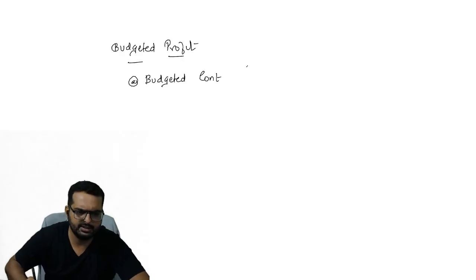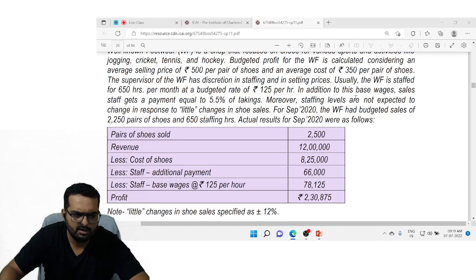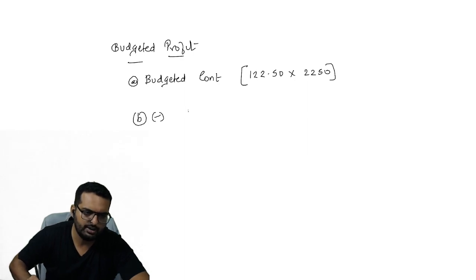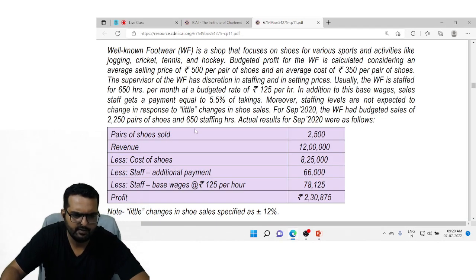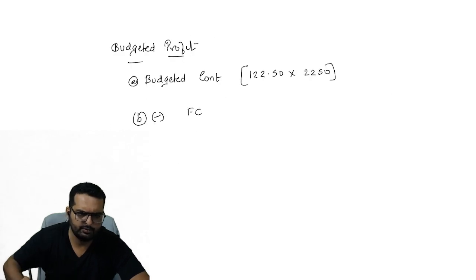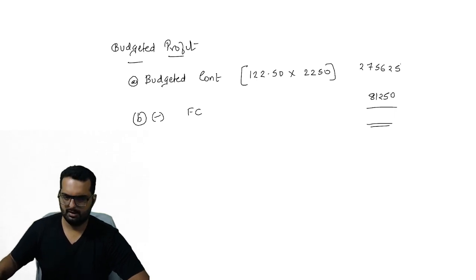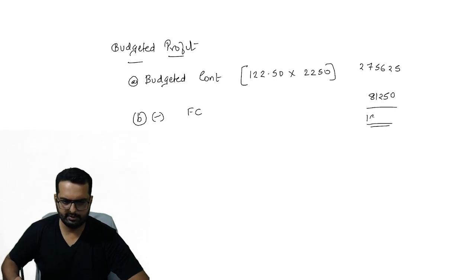It's simple, friends. We already have got the budgeted contribution. We have already found out how much is the budgeted contribution. Can you tell me? We got it over here as 122.5 into 2250. Less, we have only one fixed cost in the question. That was how much? 81,250. So how much is 2250 into 122.5? 275,625. Budgeted profit is 194,375.